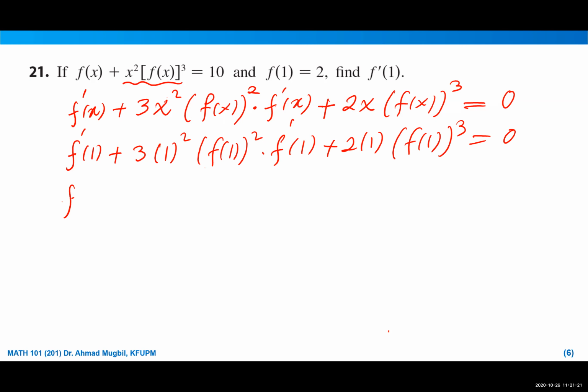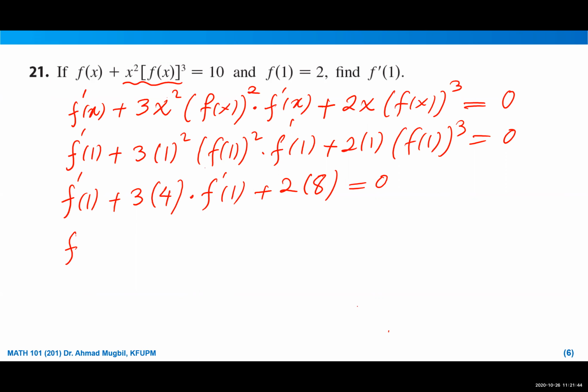Now f prime at 1, I don't know what it is. This is what I want. 3 times 1 is 3. What is f at 1? f at 1 is 2. So this will be 4, times the derivative at 1, which I don't know. Plus 2 times f at 1, and f at 1 is 2, so 2 to the power 3 will be 8, equals 0. Now I can find it easily. This is 12 f prime at 1 plus 16 equals 0.